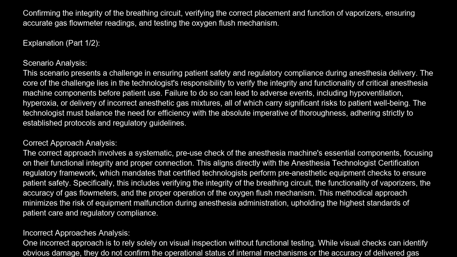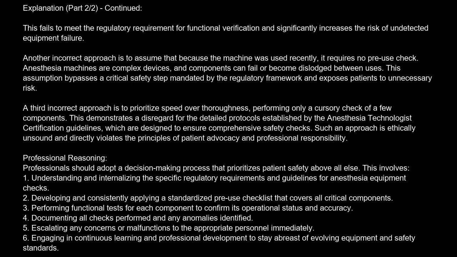Incorrect approaches analysis. One incorrect approach is to rely solely on visual inspection without functional testing. While visual checks can identify obvious damage, they do not confirm the operational status of internal mechanisms or the accuracy of delivered gas concentrations. This fails to meet the regulatory requirement for functional verification and significantly increases the risk of undetected equipment failure. Another incorrect approach is to assume that because the machine was used recently, it requires no pre-use check. Anesthesia machines are complex devices, and components can fail or become dislodged between uses. This assumption bypasses a critical safety step mandated by the regulatory framework and exposes patients to unnecessary risk.